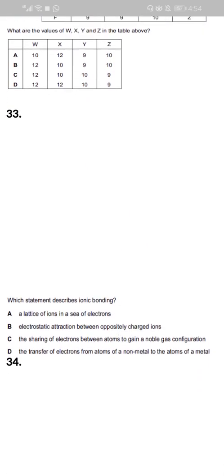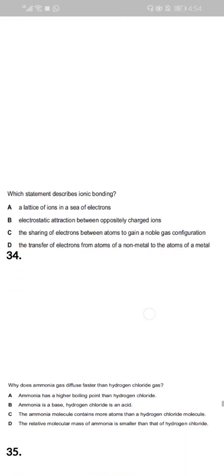33. Which statement describes ionic bonding? A lattice of ions in a sea of electrons. In ionic bonding, it is basically the electrostatic force of attraction. Lattice of ions in a sea of electrons? Ions are not loose in ionic bonding. Ions are tightly packed. So it is the electrostatic force of attraction between oppositely charged ions. B is the right answer.